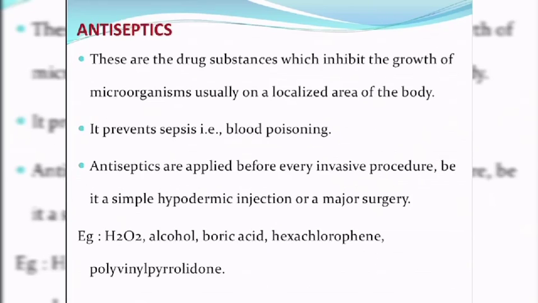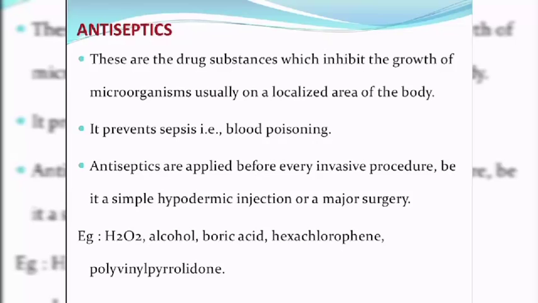And the next class of chemotherapeutic agents is antiseptics. Antiseptics are the drug substances which inhibit the growth of microorganisms, usually on a localized area of the body. An antiseptic may also be defined as a chemical substance which inhibits the growth or kills the invading microorganisms on living surfaces such as skin and mucous membrane.